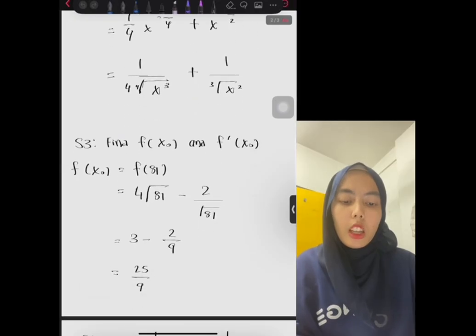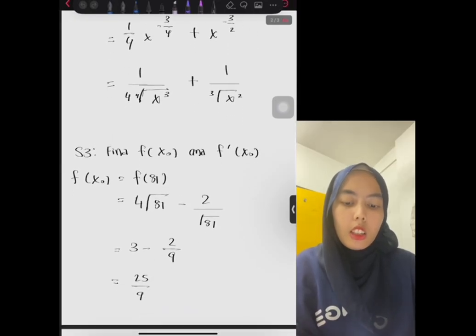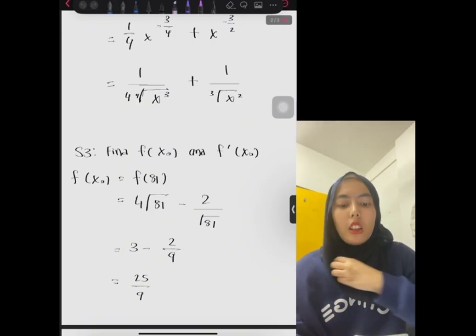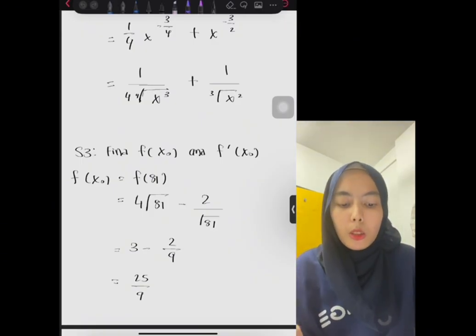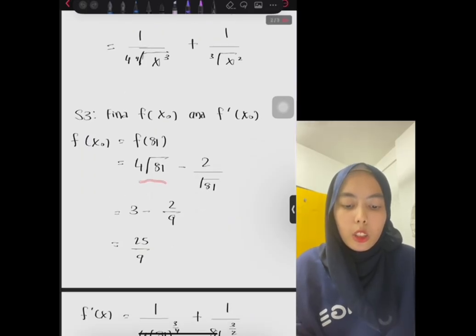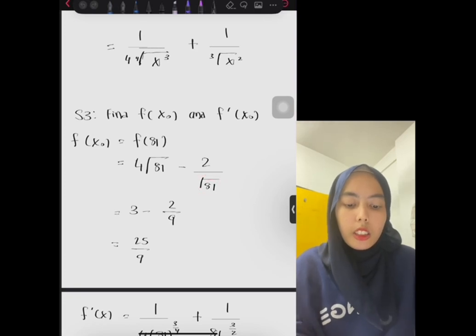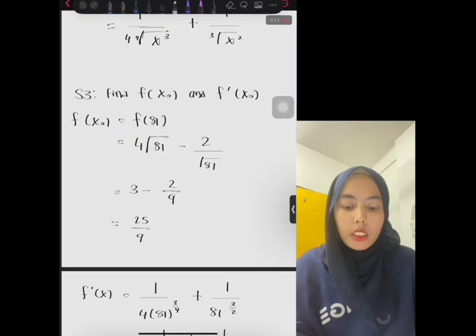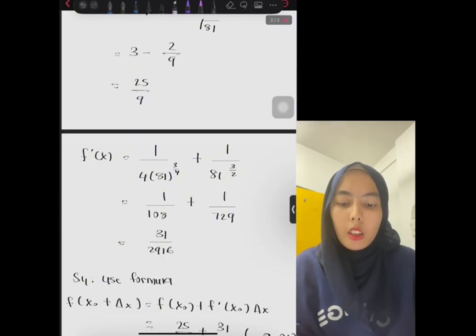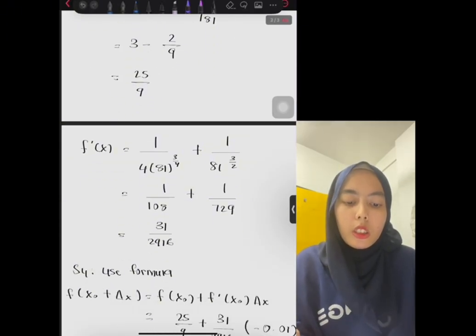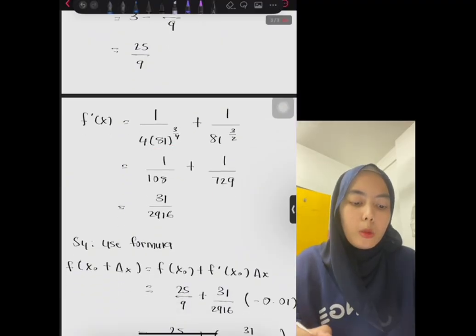Then step 3, we will find the f x0 and f prime x0. So firstly f x0, x is 1, and from this question we just apply the 1 in this square root. So this we got 3 and this we got 9. So 3 minus 2 over 9. So we calculate it, we got 25 over 9. And for f prime x0, 1 over 4 at 1, the power of 3 over 4 plus 1 over 1, the power of 3 over 2. So when we calculate this, we got 31 over 2916.